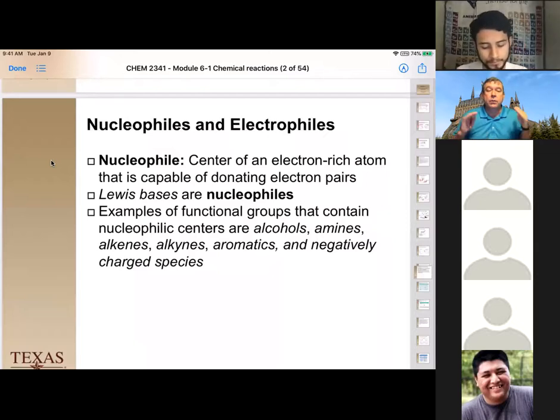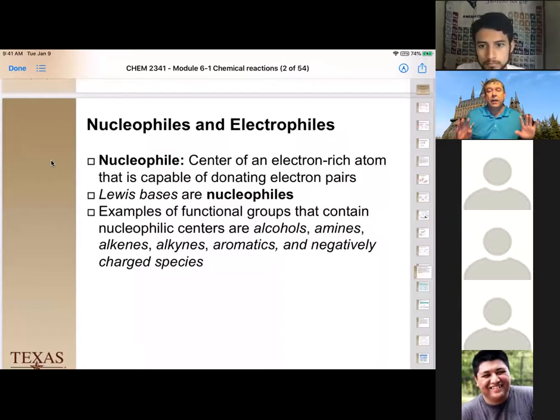So nucleophiles are Lewis bases, and they're commonly seen in things like alcohols because there's two lone pairs on alcohols. Amines, there's a lone pair on amines. Alkenes, alkynes, and aromatics. Why would that be? Oh, they have pi orbitals. They have pi bonds. Pi bonds, because they're above and below the atoms, are highly electron rich and can be nucleophiles. So alkenes, alkynes, and aromatics can be nucleophiles. And of course, anything with a negatively charged species is typically a nucleophile.